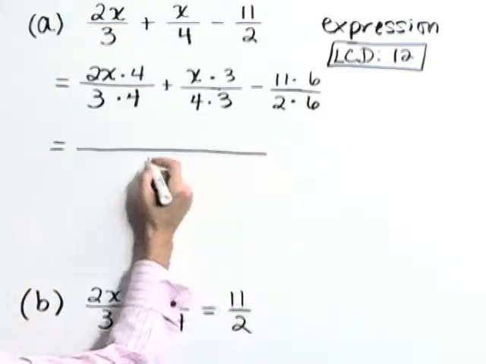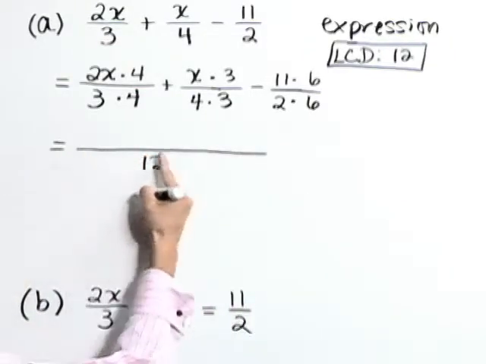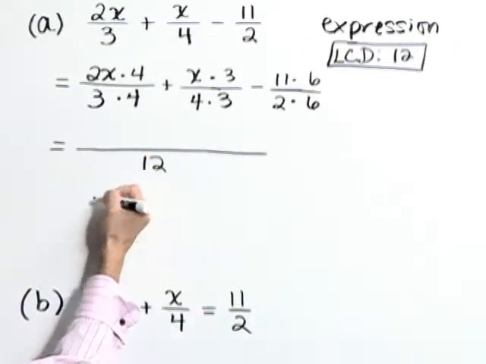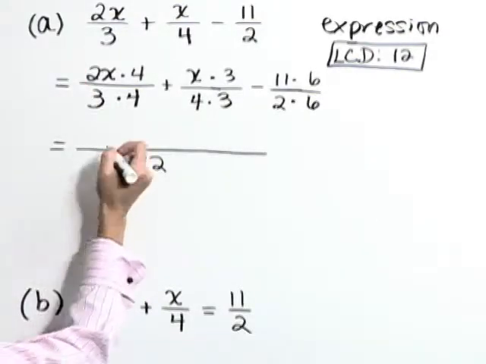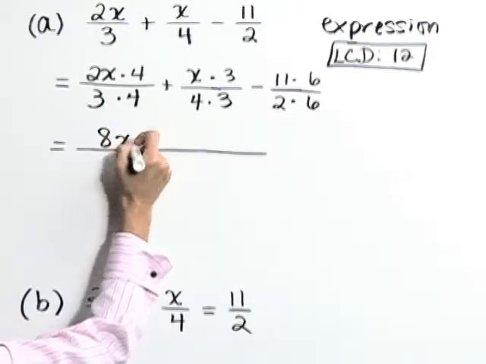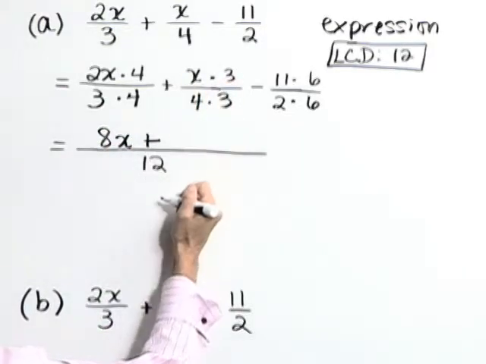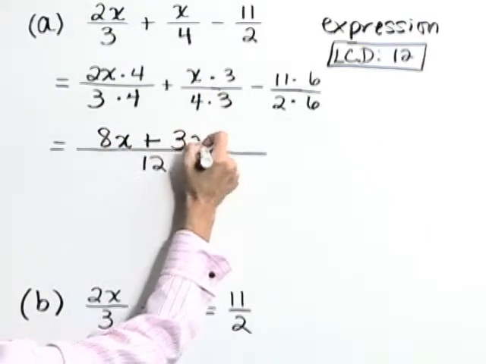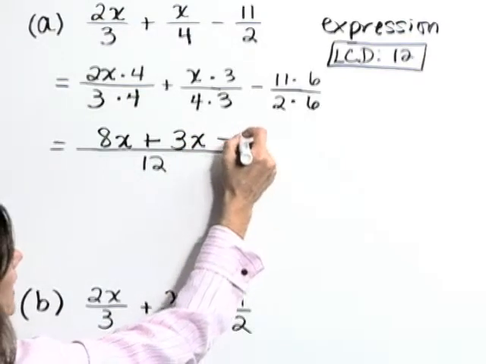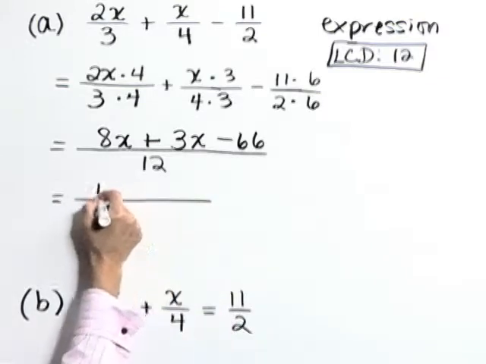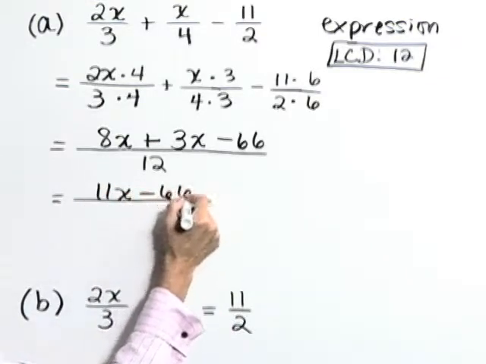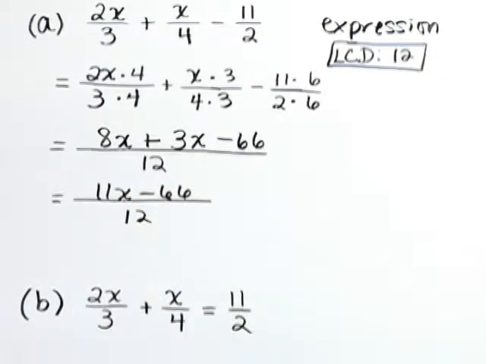Now, each of these denominators is 12. So let's write one long fraction bar and begin to clean up the numerators. Up front, we have a 2x times 4, or 8x, plus the product of x times 3, or let's call that 3x, and minus 66. Combining like terms, that's 11x minus 66 all over 12.